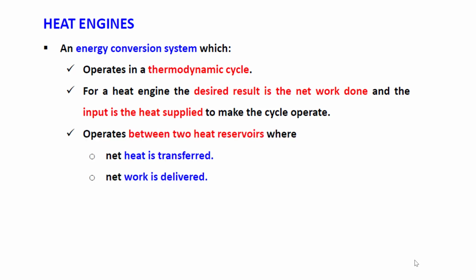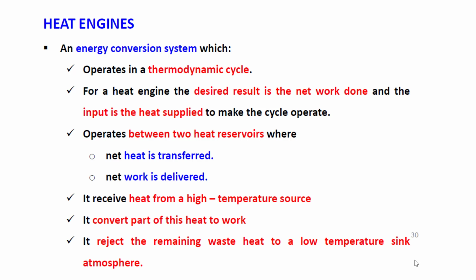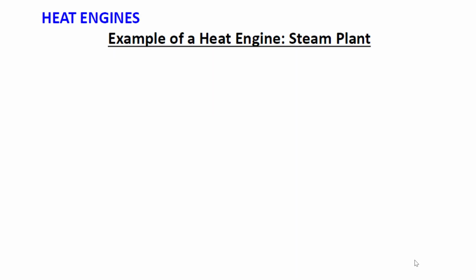The heat engine operates between two heat reservoirs. One reservoir, called the high temperature reservoir, is where it receives heat to convert to work and where the net heat is transferred. Another reservoir is used to reject the remaining or excess heat that cannot be converted to work. This reservoir is usually called the low temperature reservoir or heat sink. The heat sink that is commonly used is the atmosphere, since it is cheap and efficient. Alright, now this is an example of a heat engine in a steam power plant.